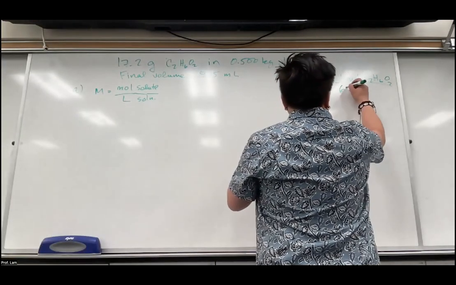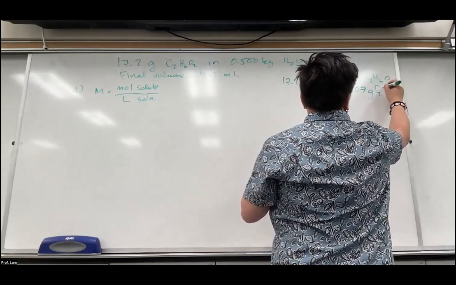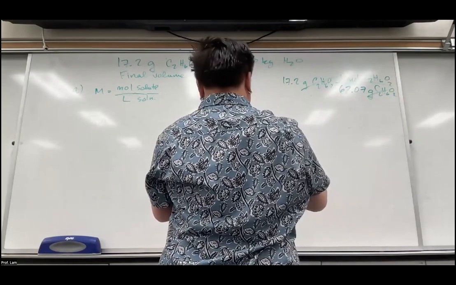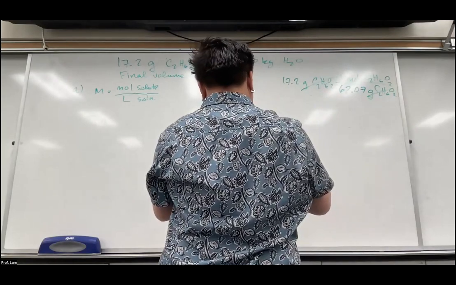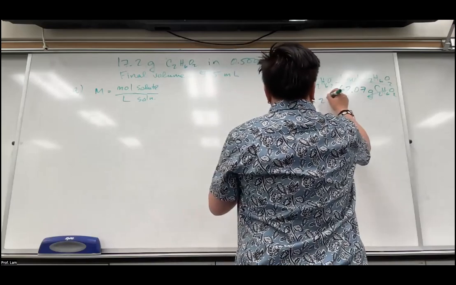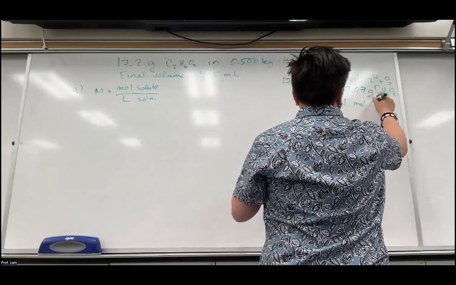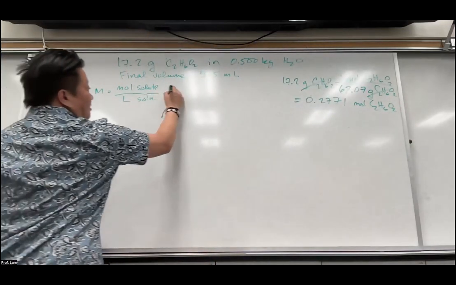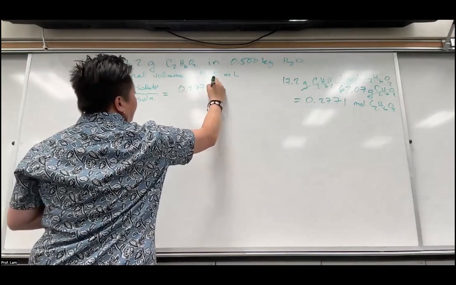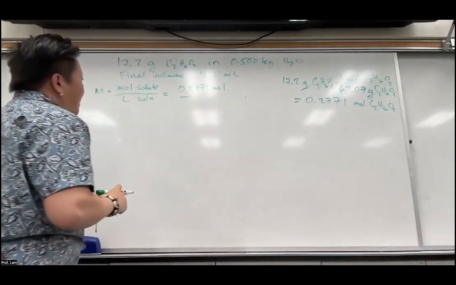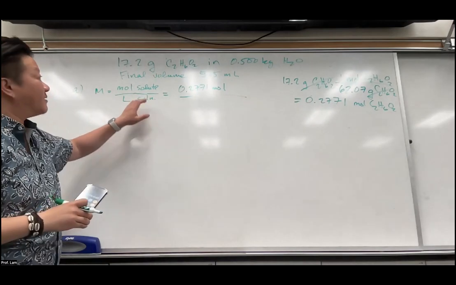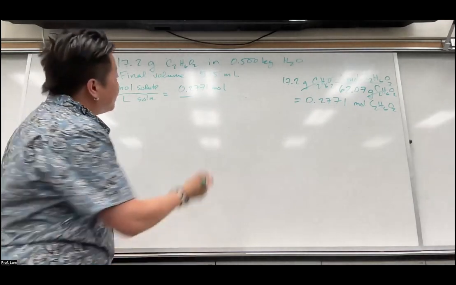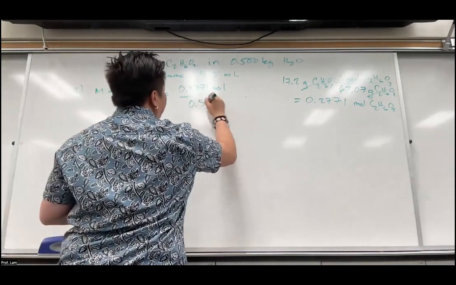62.07 grams of C2H6O2. 0.2771 moles of C2H6O2. Okay, so that's gonna go on top. 0.2771 moles. Divided by the liter of the solution. Okay, that's the volume, right? Well, we have a volume here. It's in milliliters, which is converted to liters, which is 0.515 liters.